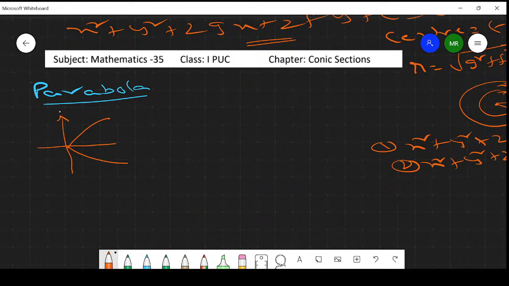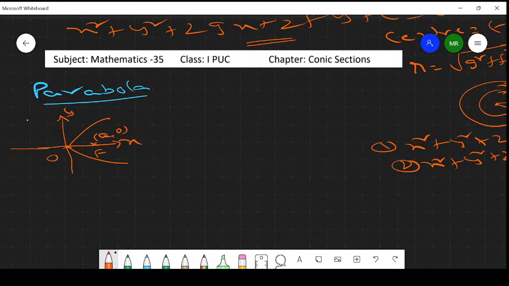Here we know this is the y-axis, this is the x-axis, and this is the origin. Here will be the focus, F. The focus is a comma 0. This origin, 0 comma 0, is called the vertex of the parabola. F is called the focus of the parabola.